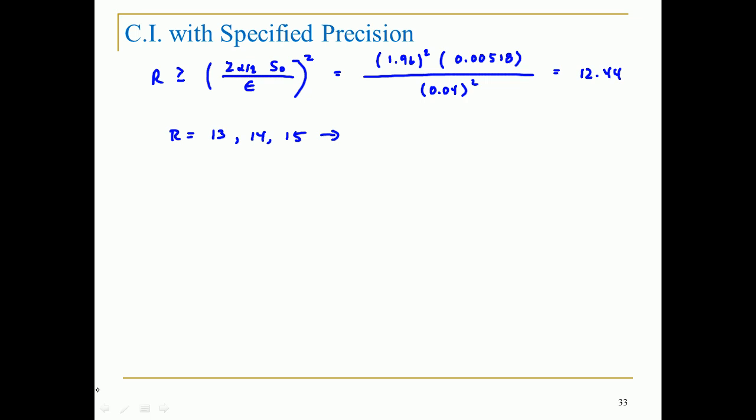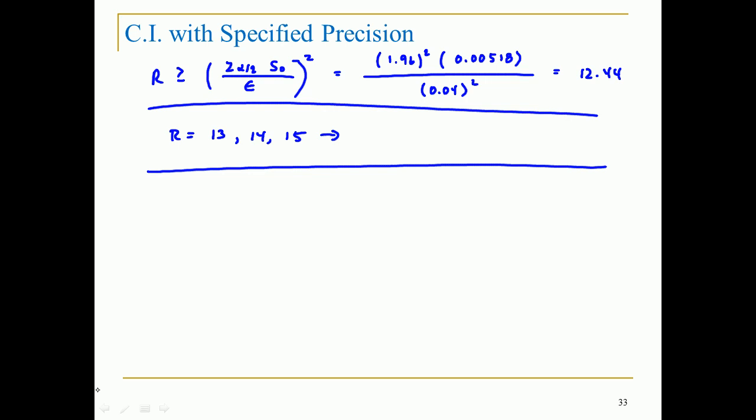You started your experiment with only 4 replications. This analysis is telling you that in order to satisfy that error, or half-width, you're going to need at least 13 replications. But we have to do an additional test to be sure that our error is going to be satisfied. So this is the last step.